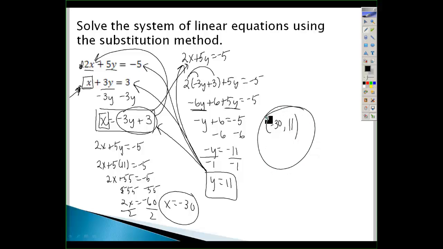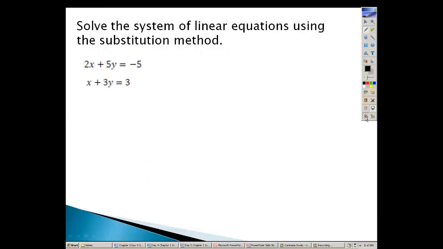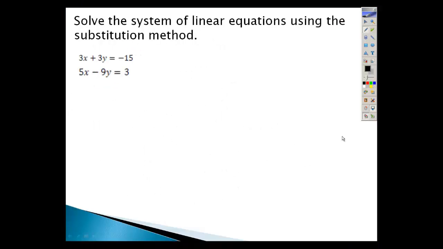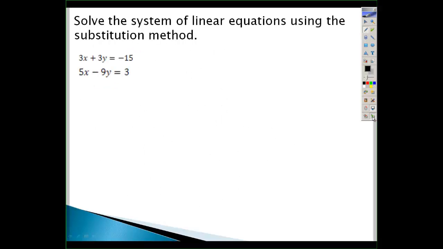That's my solution. So let's just do one more substitution problem. And this time it's going to be a little trickier. This time I need to solve for a variable again. I have this one to choose from, this one, this one, or this one. Now, I'm going to actually use the first equation this time. I noticed that 3, 3, and 15 all have 3 in common. So I know when I divide, I'm not going to get a fraction. So I'm actually going to pick the first x this time.